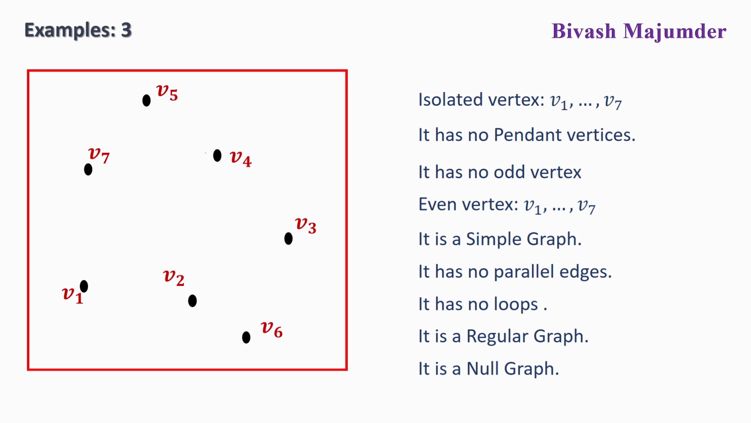It is a simple graph. It has no parallel edges. It has no loops. It is a regular graph. It is a null graph.